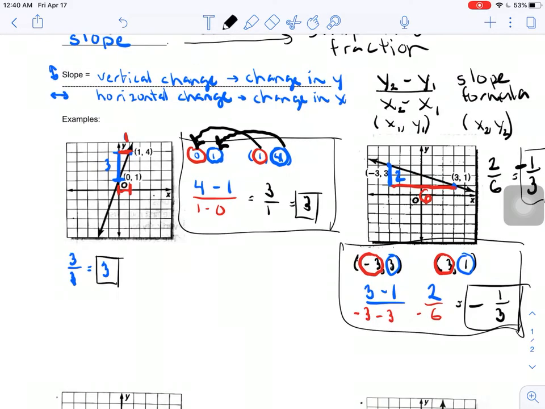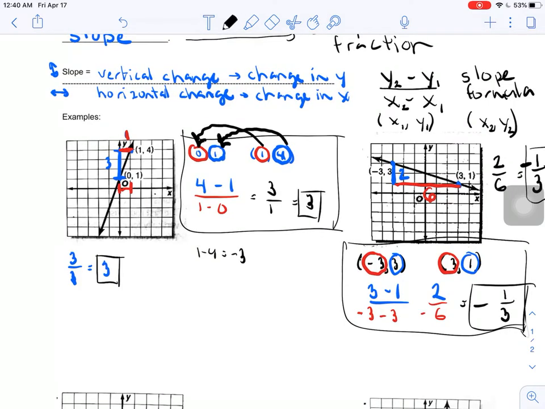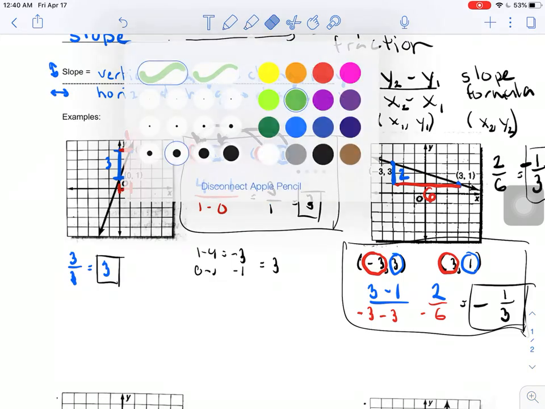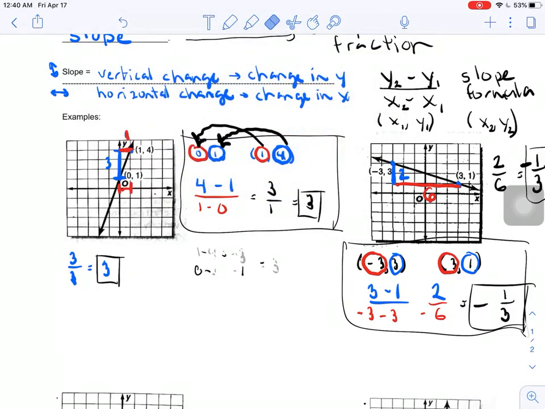I could do 1 minus 4, which is negative 3, and then 0 minus 1, which is negative 1, and a negative divided by a negative is a positive. Negative 3 divided by negative 1 is still 3. So I get the same answer either way. It doesn't matter which order you subtract, as long as whichever direction you go with the y's, you keep going that same direction with the x's. You don't want to change your mind midway through. So that's a question I get a lot from people.